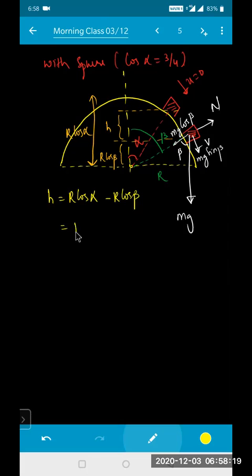So r is common. So height will be r into cos alpha minus cos beta. Initially this is the vertical component. Then the vertical component is r cos alpha. Initially it is not exactly from the center, somewhere here only. So this one is r cos alpha because the block is somewhere here. And when it comes here, this is r cos beta. So I need to calculate H, so r cos alpha minus r cos beta. So H is equal to r into cos alpha minus cos beta.